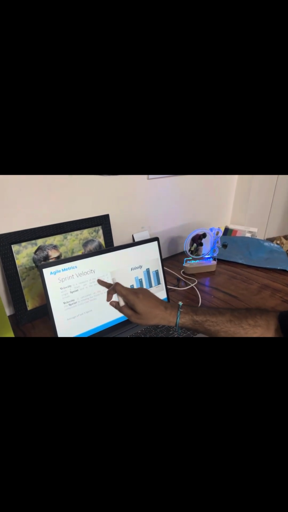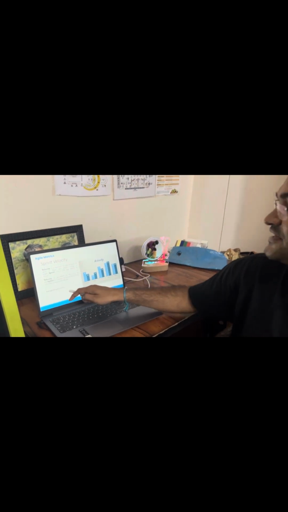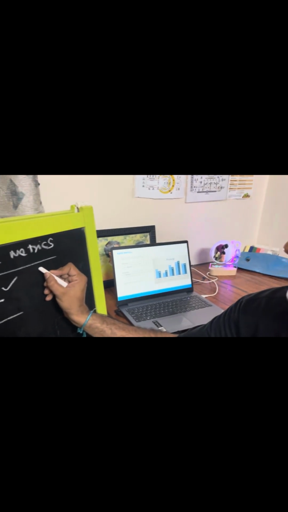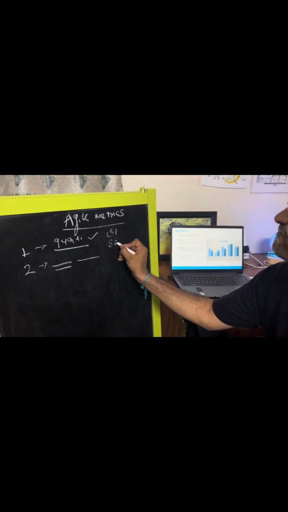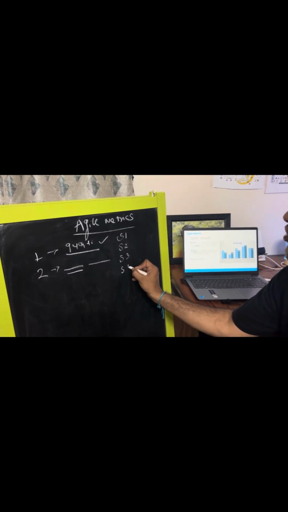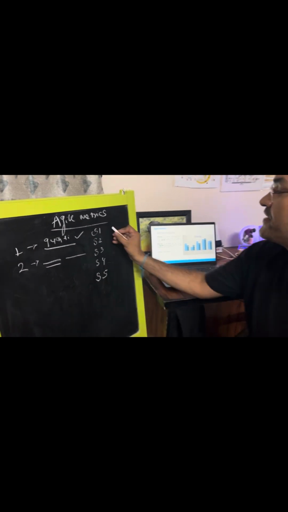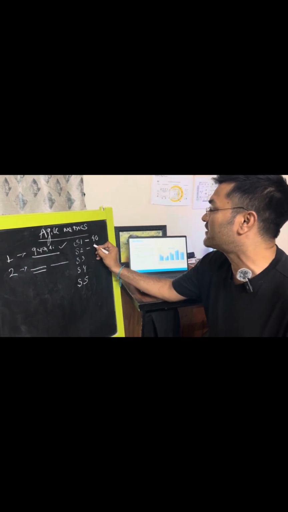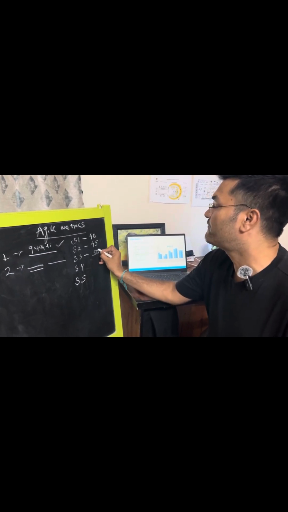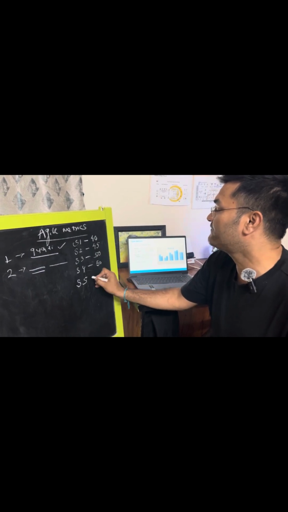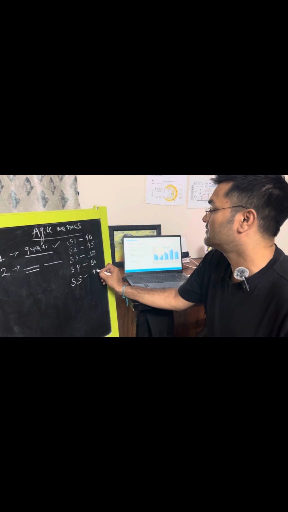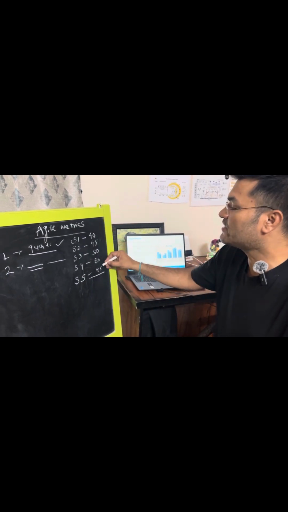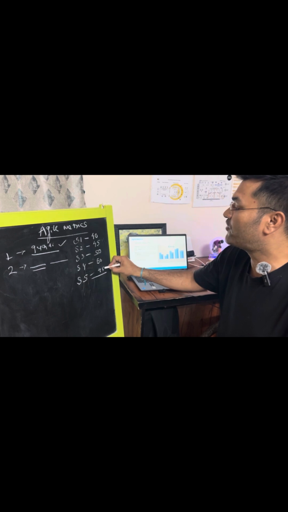So the very first one on the quantitative side is sprint velocity. What is sprint velocity? Sprint velocity is the number of points you are delivering per sprint, but it is calculated over an average of 5 sprints. So let's say sprint 1, 40; sprint 2, 45; sprint 3, 50; sprint 4, 50; and sprint 5 you have again delivered, let's say, 45 user story points. So this is what you have delivered in the last 5 sprints.